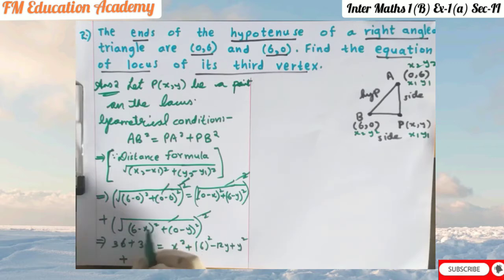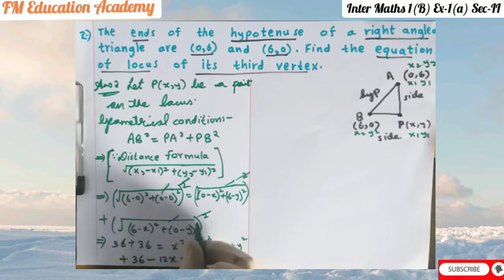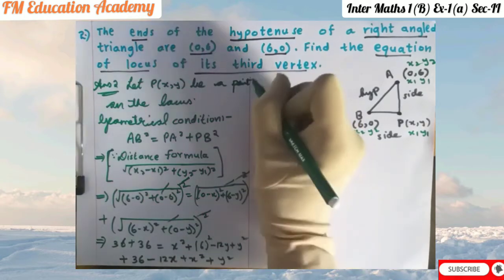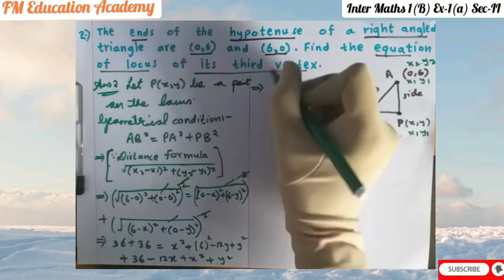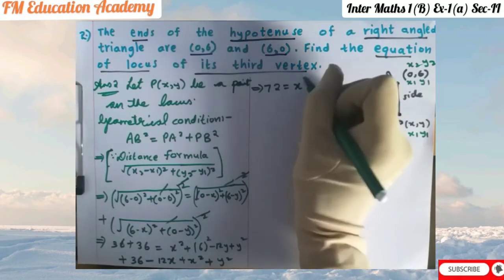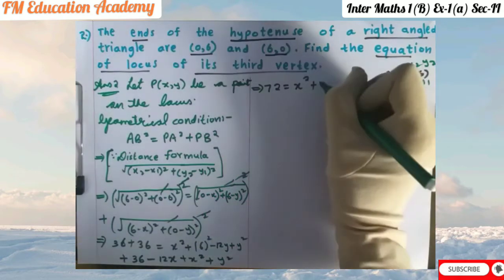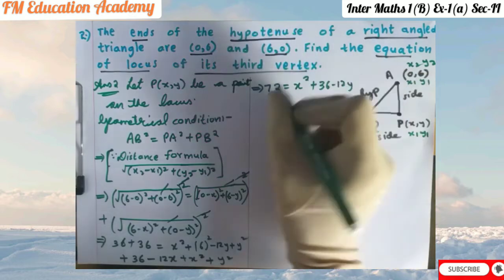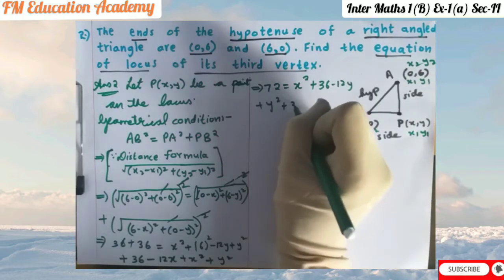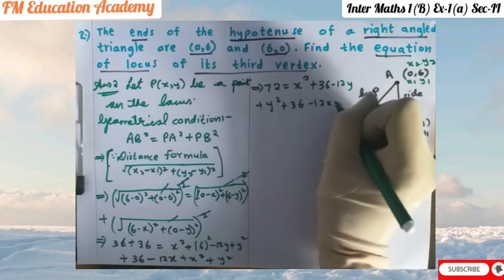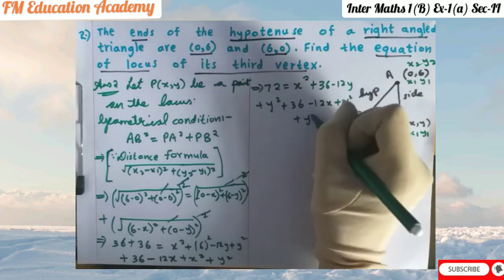It is again of the form of (a minus b) whole square. What is (a minus b) whole square? a square, that is 6 sixes are 36, minus 2ab, 2 sixes are 12 into x is 12x, plus b square, that is x square, plus (0 minus y) whole square, which is y square. Now 36 plus 36 will give us 72, is equal to x square plus 36 minus 12y plus y square plus 36 minus 12x plus x square plus y square.